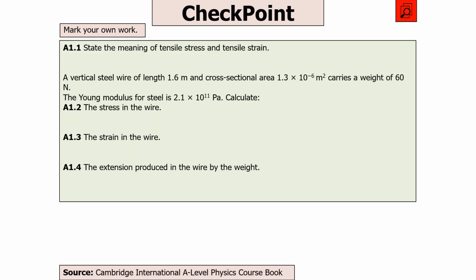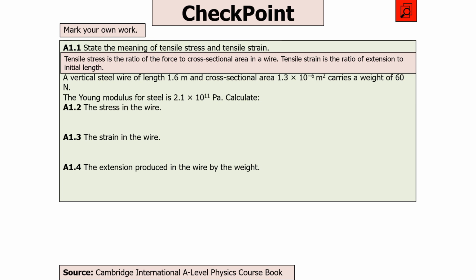Right, so we know that the tensile stress is the ratio of the force to the cross-sectional area of the wire. Stress is force over area, while tensile strain is the ratio of the extension to the initial length. It's extension over original length. So stress is force over area, so you can pop in all those values and you get 4.6 times 10 to 7 pascals.